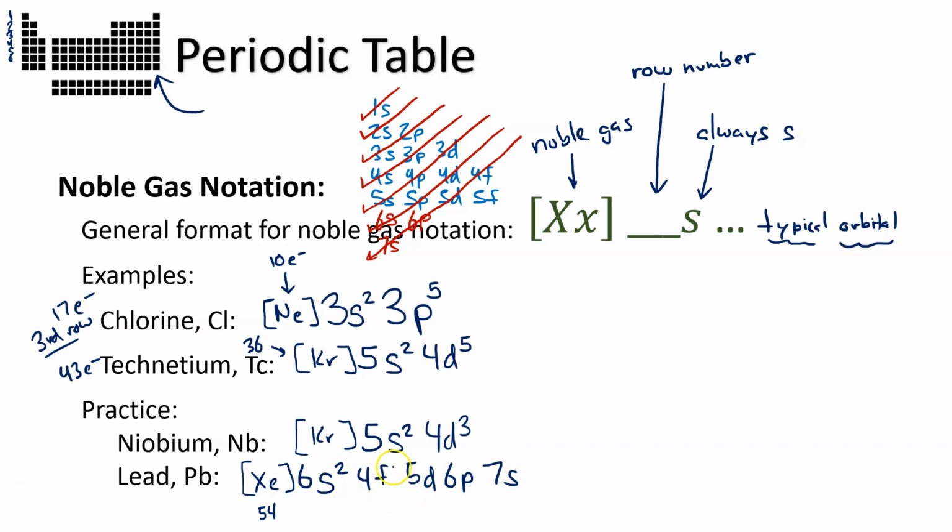Alright, so 6s2, 4f, F's can hold 14 total electrons, D's can hold 10 total electrons. All of this is because lead has 82 total that I've got to get up to. The 6s2 gets me to 56, the 4f14 gets me to 70, the 5d10 gets me to 80. So to get up to 82, my 6p orbitals have to have 2 electrons, and I can erase the 7s's because I don't actually need to go that far.